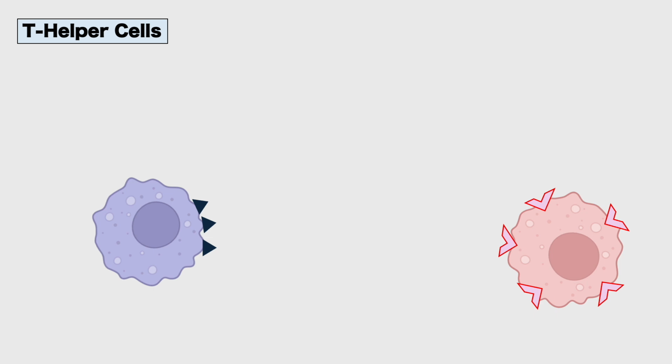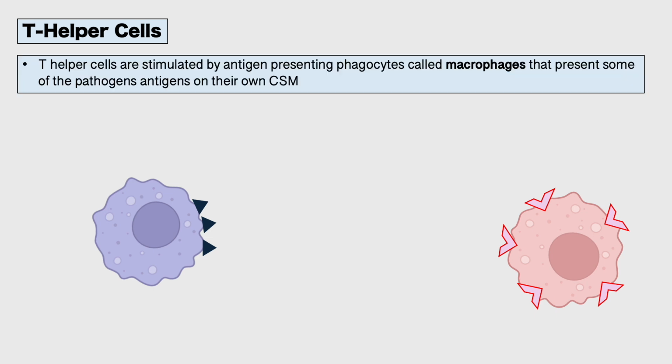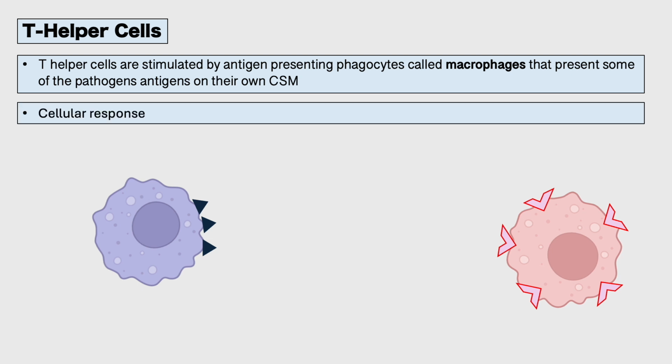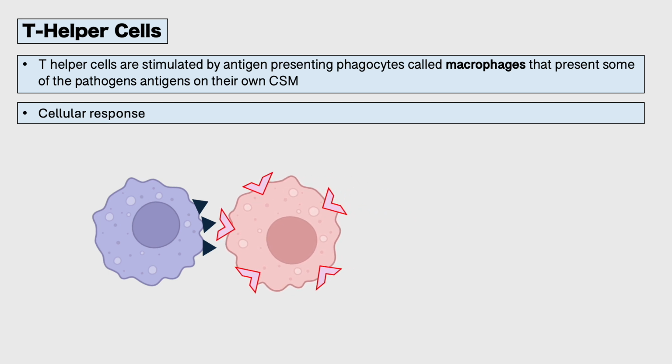T helper cells are stimulated by antigen-presenting phagocytes called macrophages, that present some of the pathogen's antigens on their own cell surface membrane. The T lymphocyte only responds to the antigens that are presented on a body cell, rather than just antigens free in the bloodstream. So that's why this is called the cellular response or the cell-mediated response.